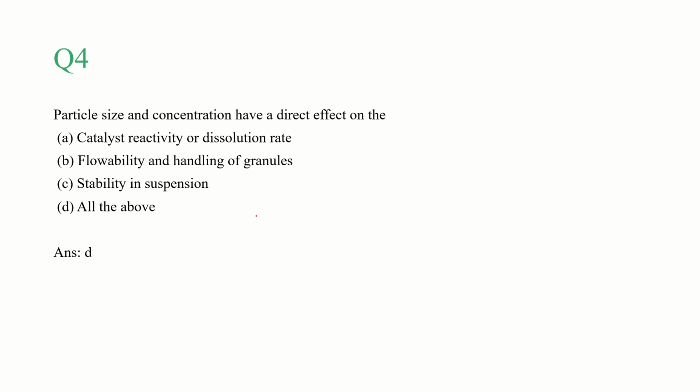For example, particle size and concentration have a direct effect on what properties? The first one is the catalytic reactivity or dissolution rate. What does catalyst actually mean? A catalyst just enhances the rate of the reaction, right? So that is the catalyst. How would its reactivity be? It depends on the surface area of the catalyst, right? How much surface area the catalyst has, depending on that the catalyst reactivity would also vary, and on how much vacancy it has on each position.